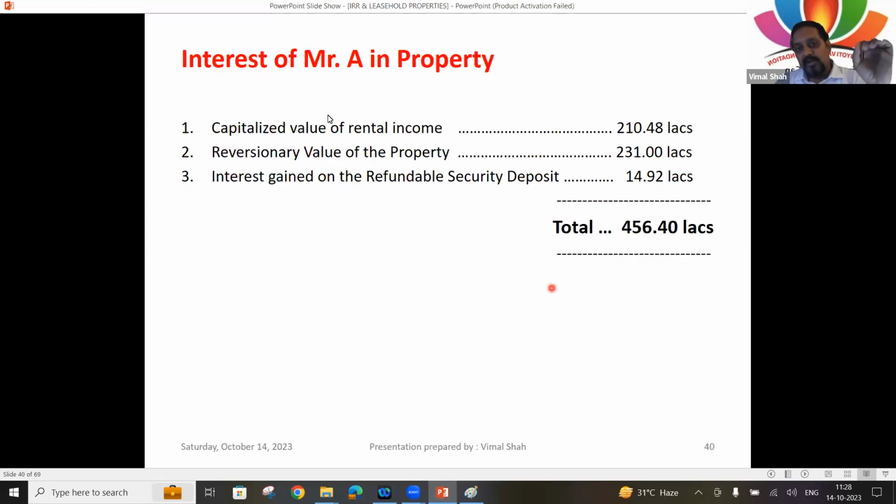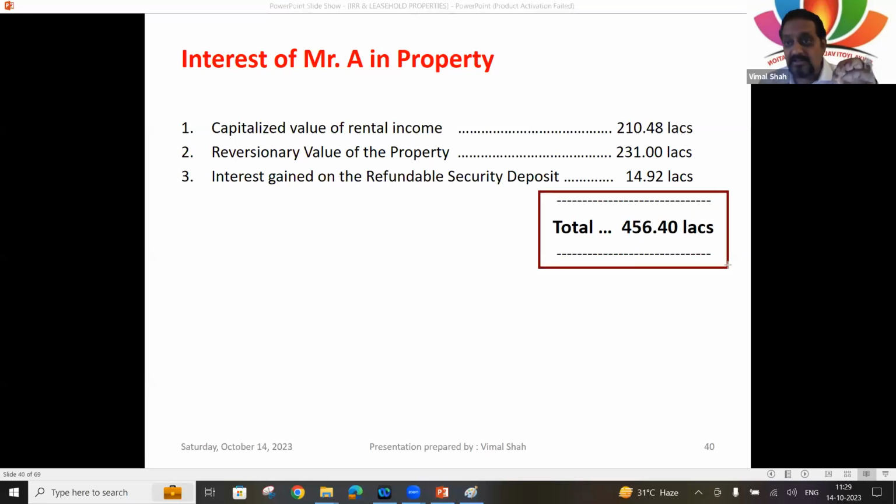And then you can add all the three interests in the property and you can give a valuation of say 4 crore 56 lakhs as the interest of Mr. A in the property. Though the fair market value of the property was 5 crore if it was freehold, now it is given on lease, so I am giving a valuation of 4 crore 56 lakhs.